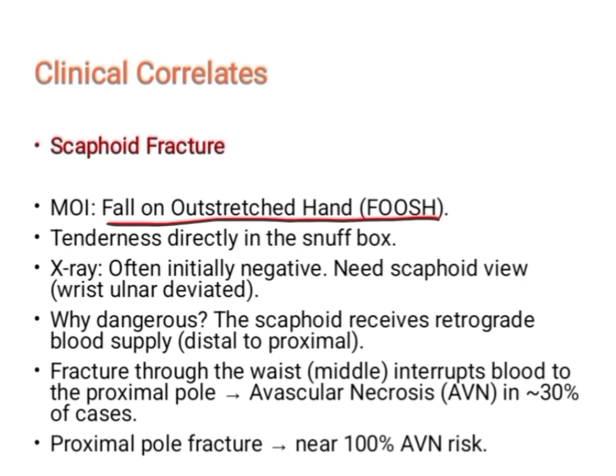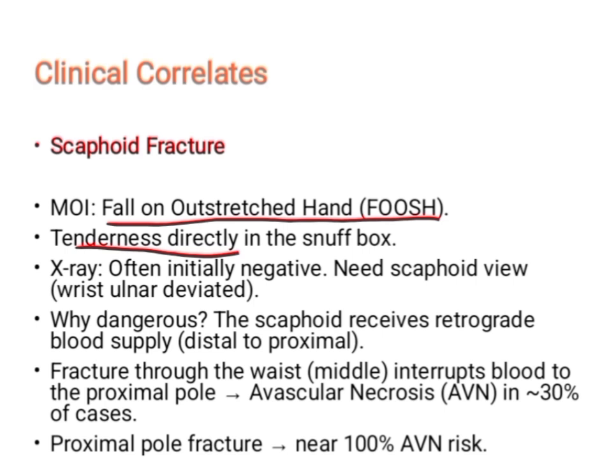A fall on an outstretched hand, which means someone falls and the hand is spread, maybe they fall with the palms touching the ground. So there's going to be tenderness directly in the snuff box. This tenderness is directly in the snuff box because the scaphoid bone has been fractured. So you feel tenderness directly in the snuff box because the scaphoid is part of the structures that form the floor of the anatomical snuff box.